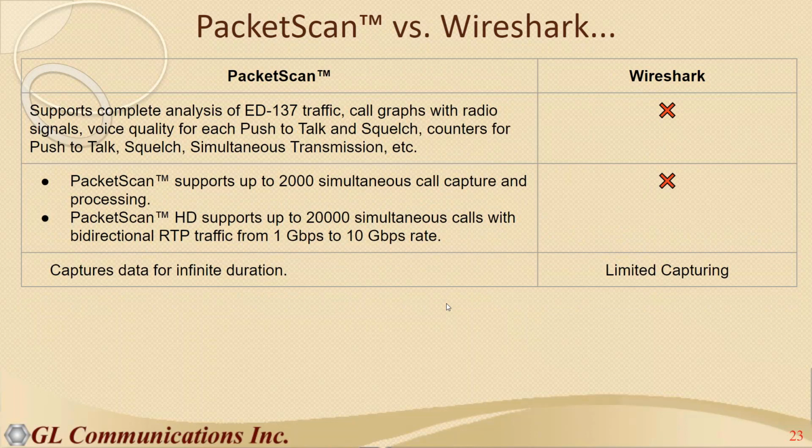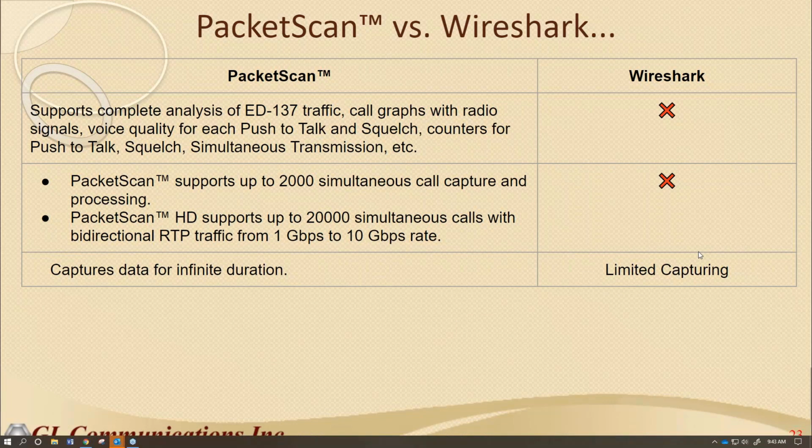On the next slide, we show you even more advantages because we really want to hit this home. Matt was mentioning air traffic management. There's a new standard in air traffic management called ED-137, and it basically tells you how to implement voice over IP for making calls between a pilot in an airplane and a ground station, or a ground station and another ground station. PacketScan gives you complete analysis of that type of traffic. You can get the voice quality for each push to talk session, the squelch session, and so on and so forth. So if you're familiar with air traffic management, PacketScan gives you a lot of capability there.